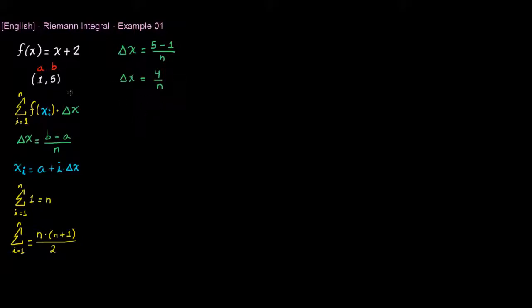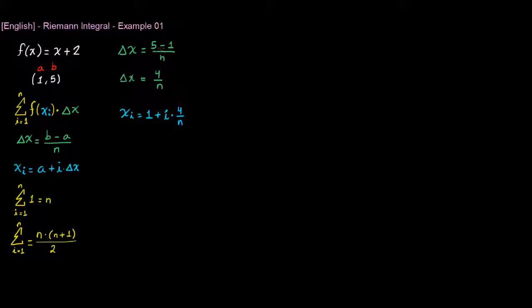Now let's go for x of i. It's going to be equal to a. A is equal to 1 plus i times delta x. Now delta x, we just found it. It's 4 over n. It's going to be over here, 4 over n. There it is. We got our delta x and our x of i.